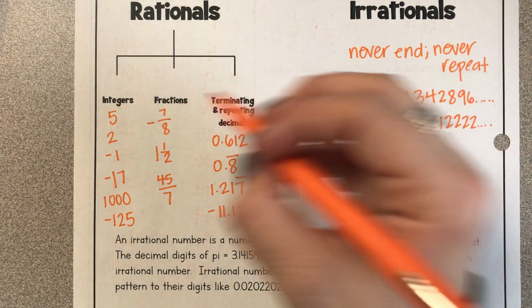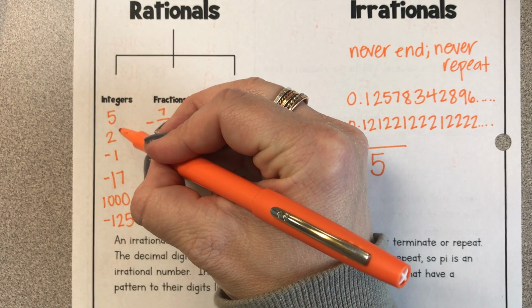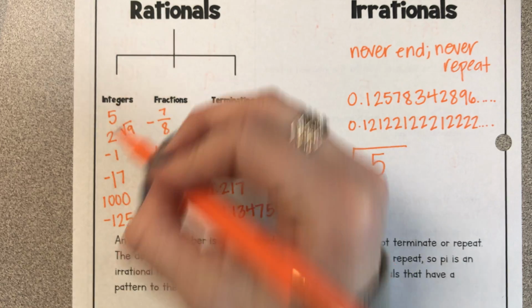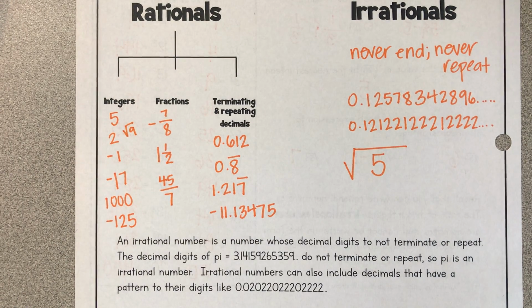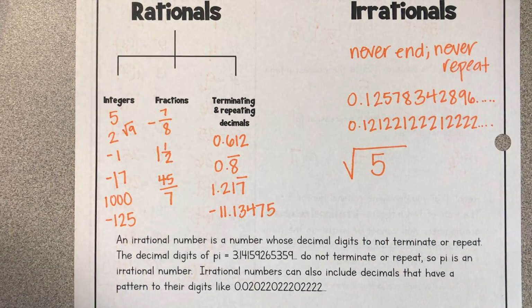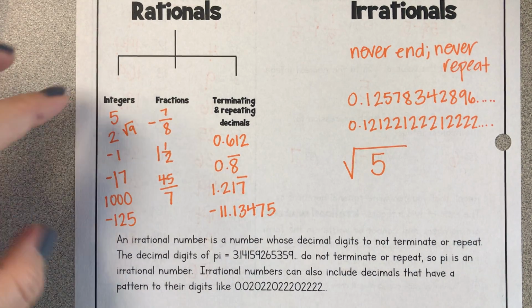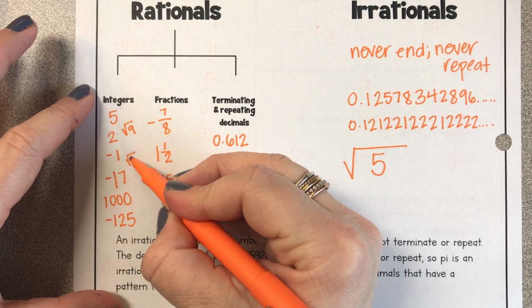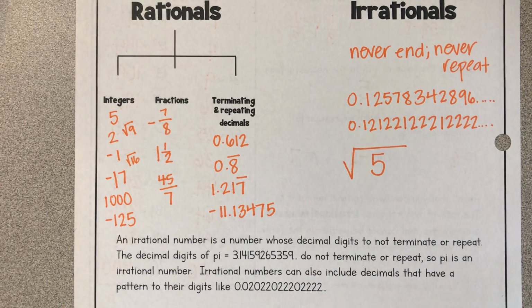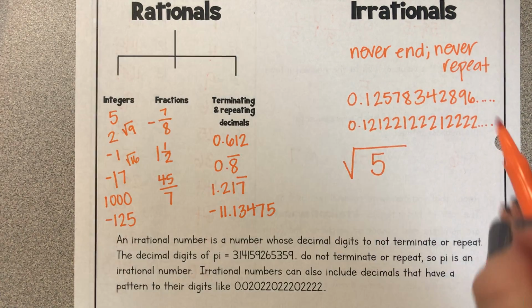No. Okay, but what if I gave you something like, I'm writing it over here, the square root of 9. What's the square root of 9? 3. That's an integer. The square root of 9 is an integer because the answer is 3. Right? Or the square root of 16, that's 4. That's a whole number, right? The square root of 16 is just another way of writing the number 4. Okay, so square root of 5, there's no number that times itself gives us 5.